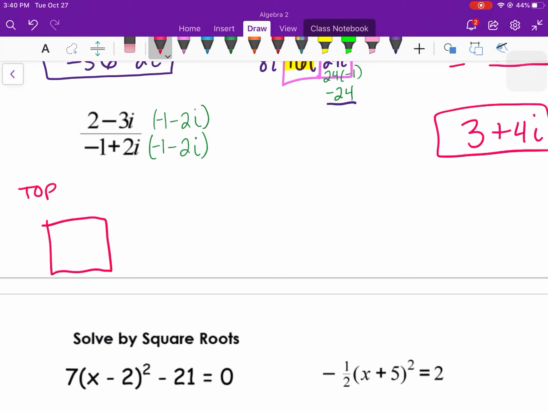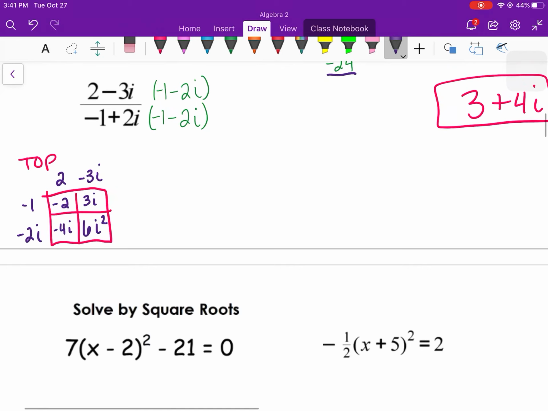So multiply out the top. You need to take the 2 minus 3i times -1 minus 2i. So 2 times -1 is -2. -1 times -3i is positive 3i. 2 times -2i is -4i. -2 times -3 is 6. i times i is i squared.